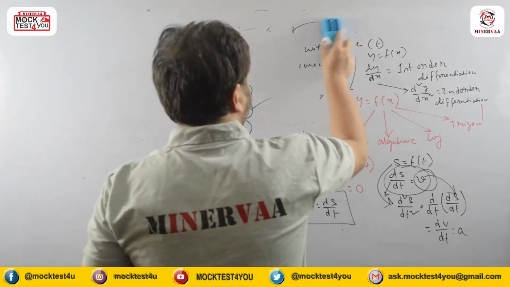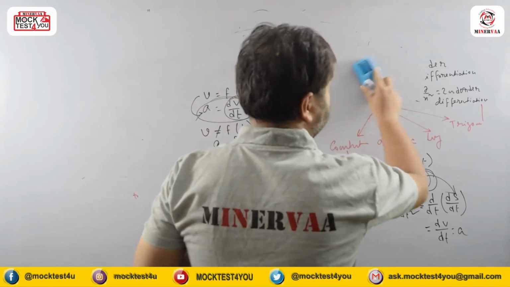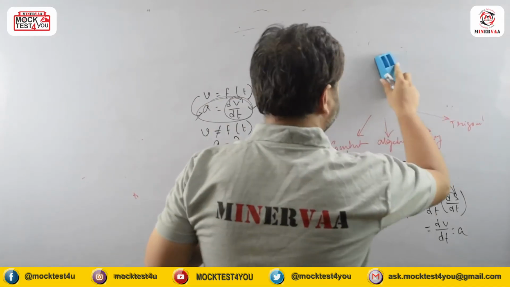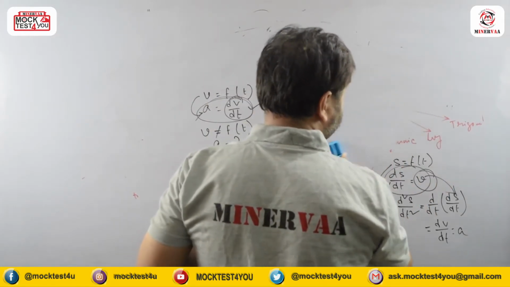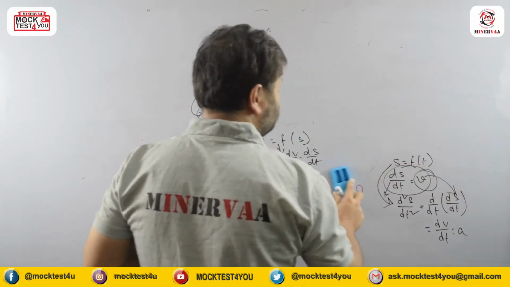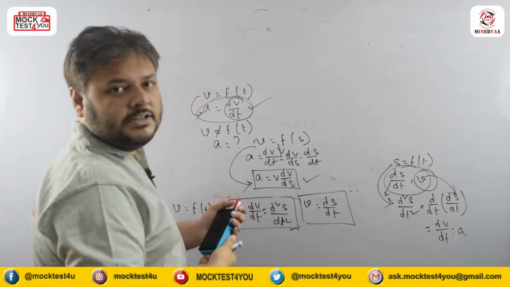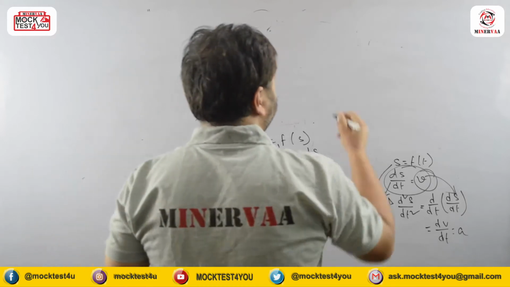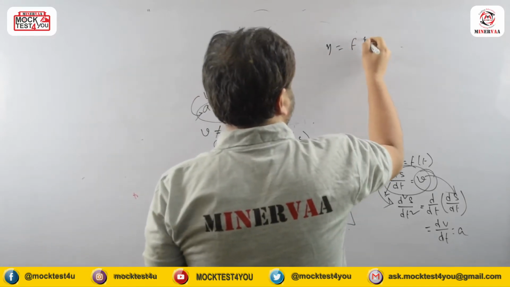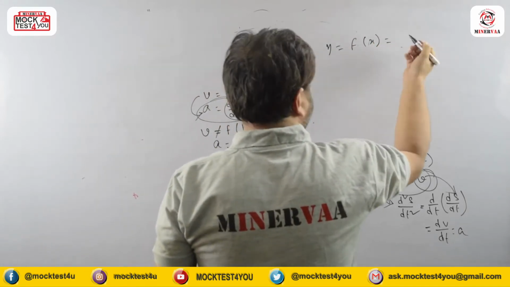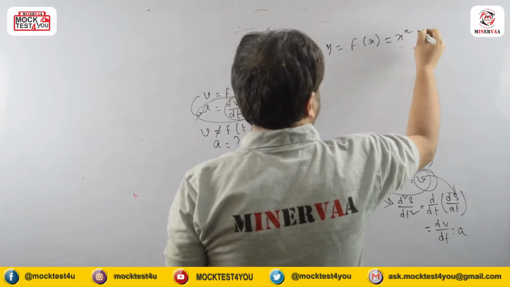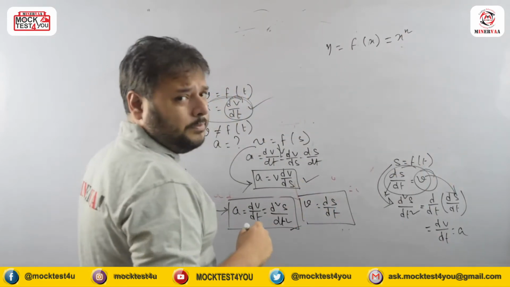Now here we need to apply some cases, like the different functions we have, and we need to differentiate different functions to get different parameters in physics. So first of all, let us have some basic functions in differential calculus, like suppose y equals x to the power n.